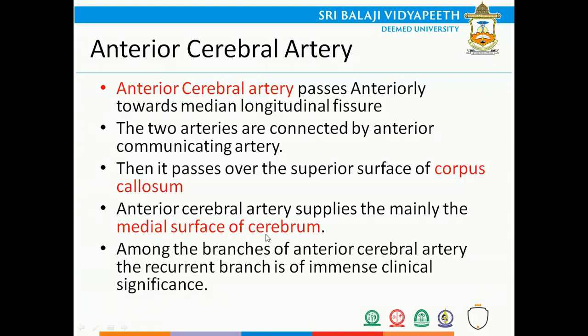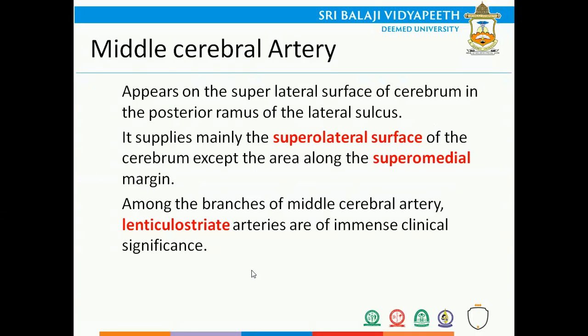The corpus callosum is a junctional tissue present between the two cerebral hemispheres, the right and the left cerebral hemisphere. Among the branches of the anterior cerebral artery, the recurrent branch is of immense clinical importance. The recurrent branch is given more importance because it carries more clinical significance. It has applied aspects whenever there is a thrombosis in that region. Next.